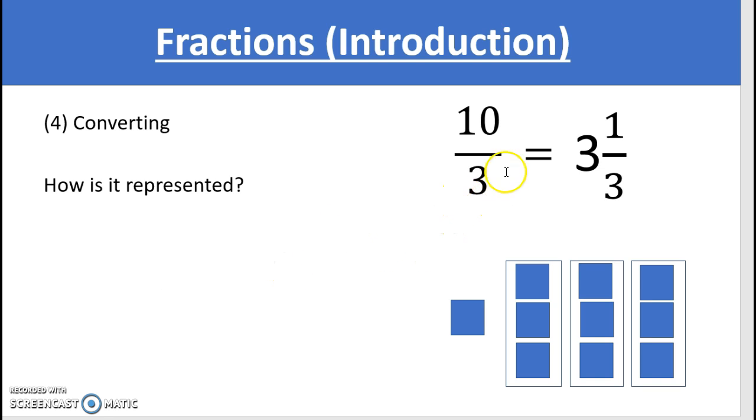So from here to here, 10 over 3 to be 3 and 1/3. Well, how it works is this: if you look at it, 10 of them you can actually fit into 3 into each box with 1 left over. So in this case, 1, 2, and 3 would become the whole 3, and this one will be the 1/3.